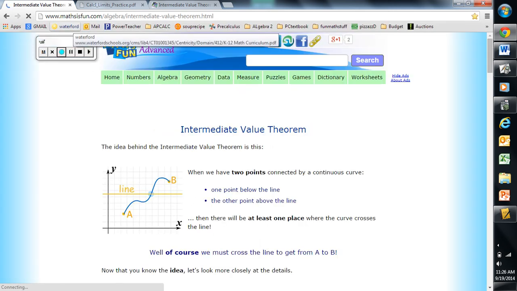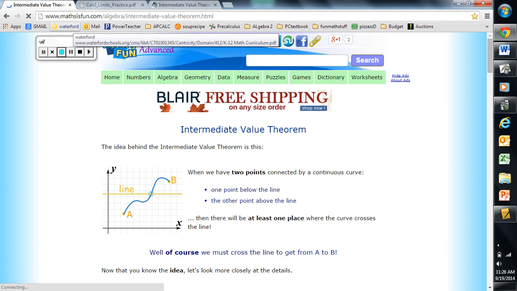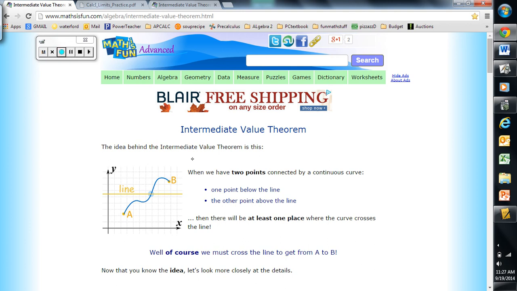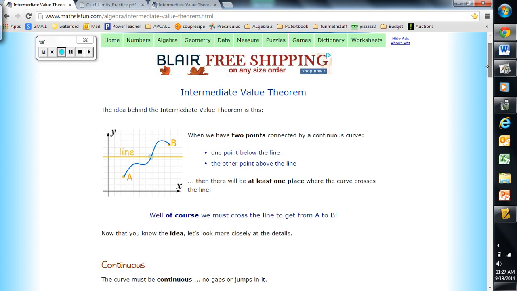Okay, this is the intermediate value theorem. Now, in a math book, it's very mumbo-jumbo-y, but I like the way this describes it. If you have 2 points connected by a continuous curve, so that's rule number 1, it has to be continuous. And if you have 1 point below the line and another point above the line, then somewhere in between those 2 points, it must cross the line. That only makes sense because it is continuous.